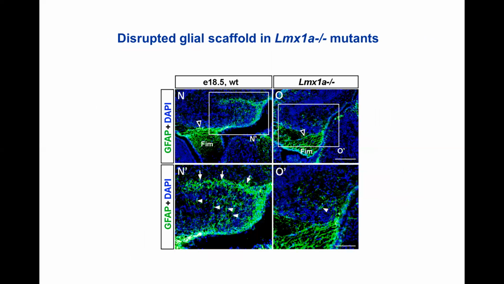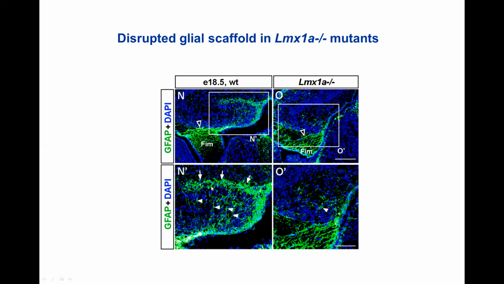So during the migration to the dentate gyrus, progenitors migrate along glial fibers. So we identified glial fibers using anti-GFAP immunohistochemistry. These pictures at the bottom correspond to boxed regions in the top panels. We analyzed GFAP staining at embryonic day 18.5 in wild-type and Lmx1a mutant mice.